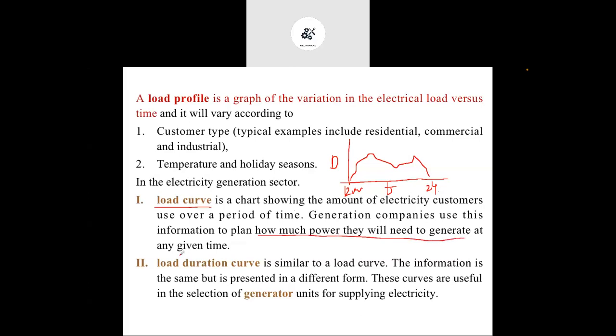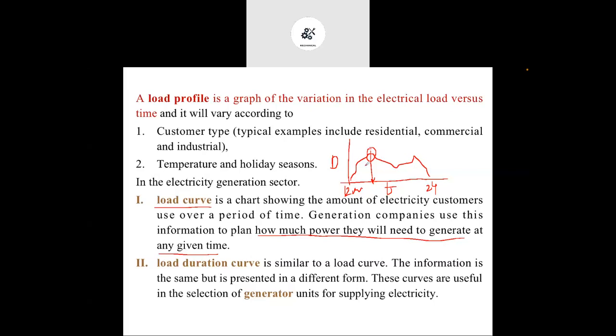Generation companies use this information to plan how much power they will need to generate at a given time. Means at this particular point, consider 6 a.m. in the morning, we require this much electricity, or the customer demands this much electricity. So the generation companies will know that at that particular time the customer requires more energy. So at that point of time, they will generate more electricity. So that's how this load curve is useful to plan the generation of electricity. Now, the second point is the load duration curve.